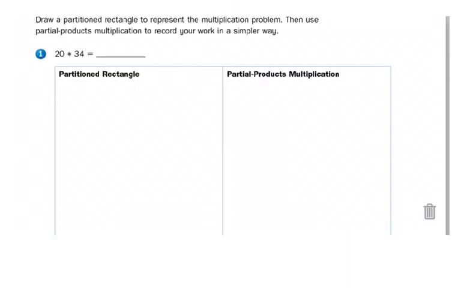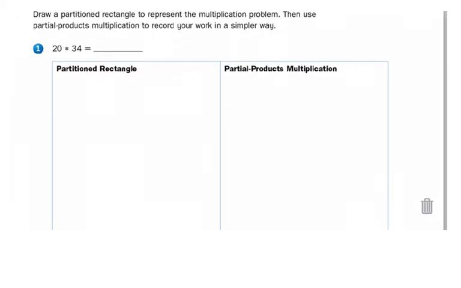Let's go ahead and start on journal page 130. At the top of the page, it says multiplying two-digit numbers by two-digit numbers. Draw a partitioned rectangle to represent the multiplication problem. Then use partial products multiplication to record your work in a simpler way.